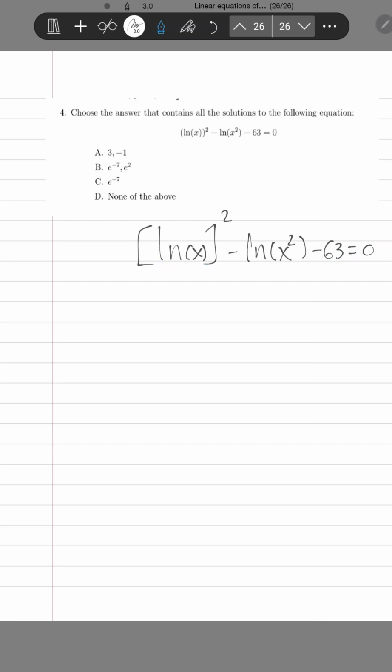Here, this part is ln x, the whole square. It means ln x multiplied by ln x. But on the second one, it's ln x square. It means 2 times ln x. Then minus 63 is equal to 0.